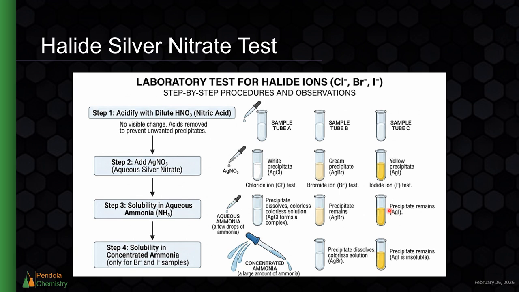If the samples don't dissolve, we are going to add concentrated ammonia. And how do we add concentrated ammonia? Well, we just add a large amount of ammonia to our test tube. And if it dissolves after adding a large amount of ammonia, we know that precipitate is silver bromide. So our original sample had the bromide ion in it. And if that precipitate stays even after adding a high concentration of ammonia, then we know it was iodide ions in the sample, silver iodide.